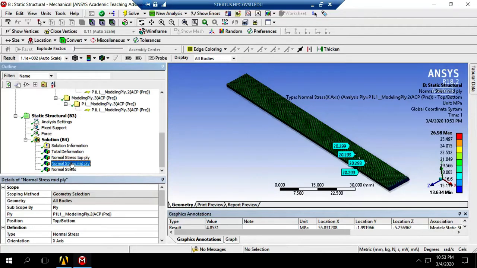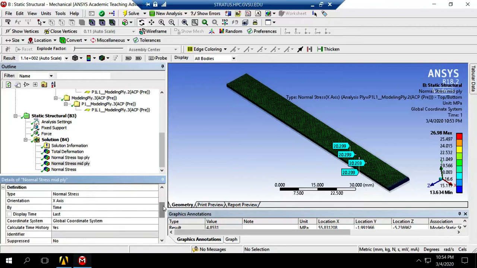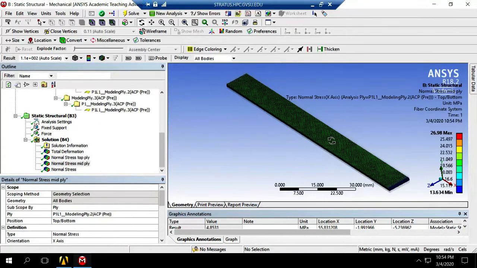Alright, so let's go to mid layer. Actually, what I see in the global coordinate system in X direction and the fiber coordinate system in X direction, they're going to be the same. So I said that already, but let me show you that. Fiber coordinate system in X direction, you guys see that I'm going to get the same thing, right? It's not surprising. And so the mid layer is going to carry the highest load and highest stresses.